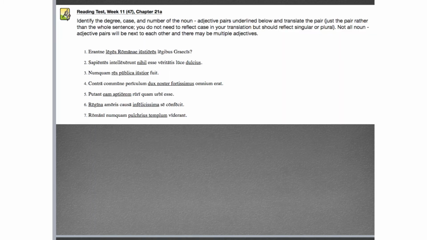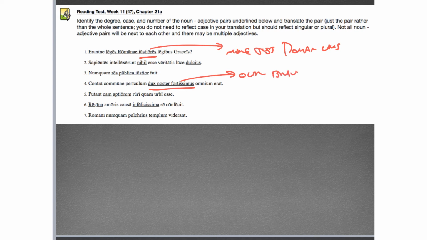Let's take a look at nominatives. You are translating just the underlined pair of adjectives. So leges Romanae justiores. Justiores, that's our comparative. So, more just Roman laws. Let's do a superlative. So, our bravest leader. That -issimus, that's our superlative. That's why it's bravest, versus justiores, which is the comparative, more just.